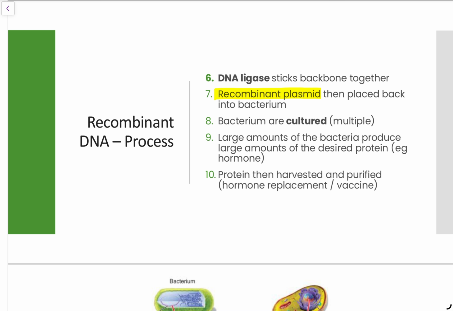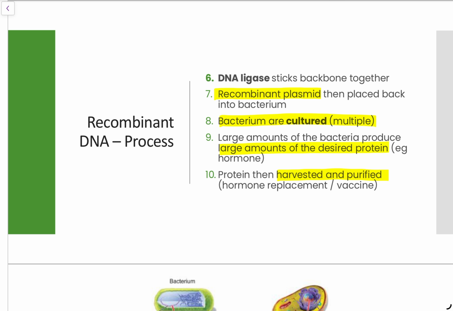the recombinant plasmid itself is placed back into the bacteria. The bacteria then are cultured or multiply, okay? We like to use the word cultured, so please make sure that you include that in your responses. And large amounts of the bacteria produce large amounts of the desired protein or hormone, e.g. insulin, okay? What we then do is we can harvest, we can purify, and we can then provide this harvested hormone, in this case insulin, to diabetics who require this particular hormone, or for what other hormone we might use.